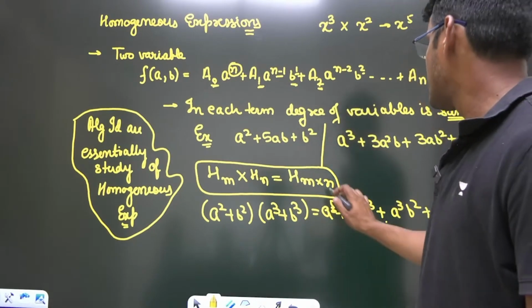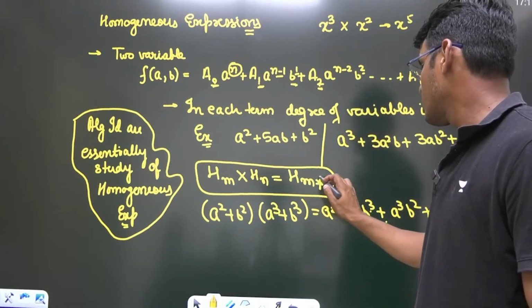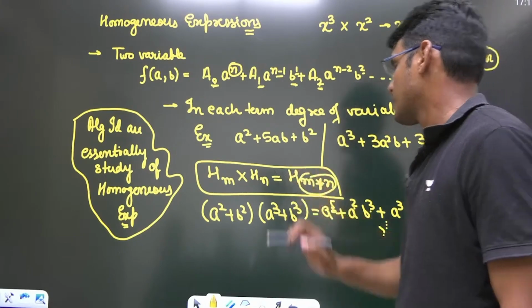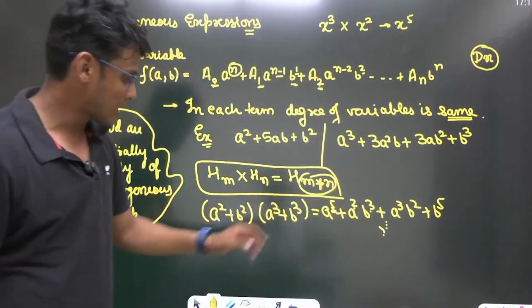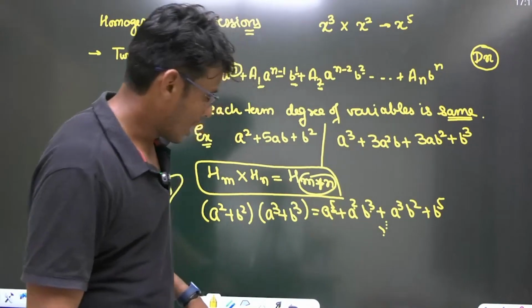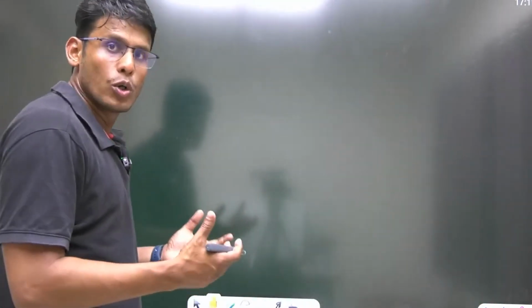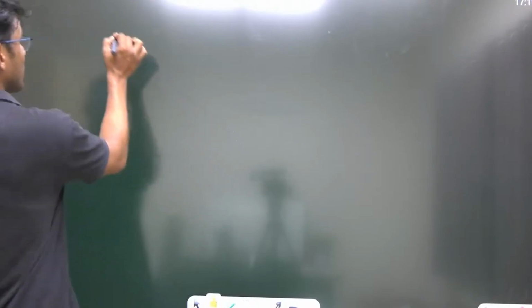Yeah, H m plus n. Sorry. H m plus n. Thank you. This is going to be m plus n. Yes, not m cross n, it is m plus n. Got it. Okay. So now let me give you a whole new perspective.